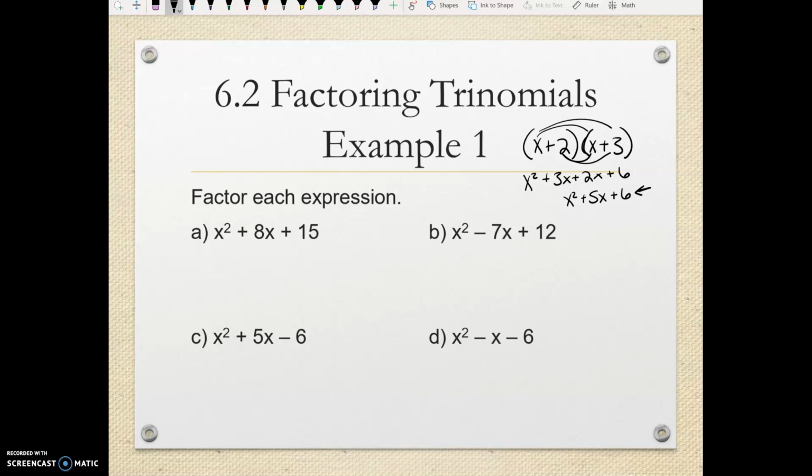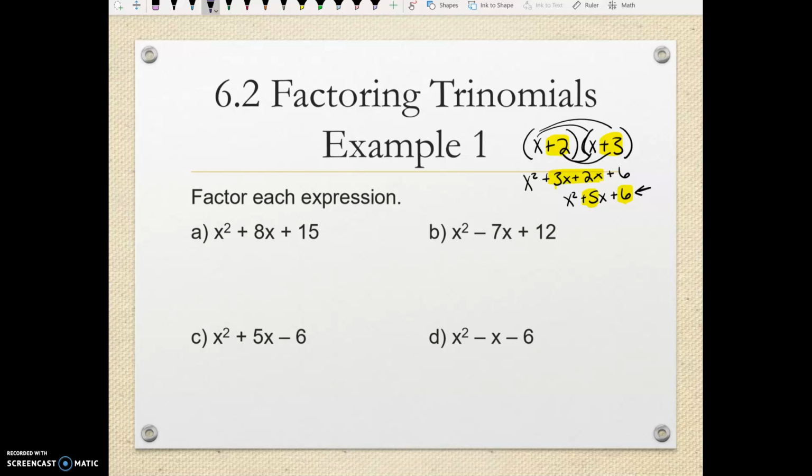So when we think about that, I want you to think for a minute about the relationship of these numbers 2 and 3 with the numbers 5 and 6. When you add those two numbers together, you get 5. When you multiply those numbers together, you get 6. And that's because when you FOIL this out, you end up with these two like terms in the middle. So the 2x and the 3x add together to give us the 5x. And then that last step, the L, 2 times 3 gives us the 6. We're going to use that relationship to help us do the factoring.